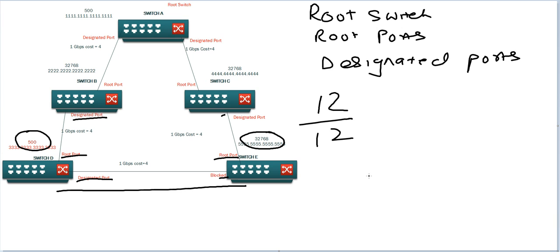Now here's another twist. What if both of them have the same bridge ID? In that case, the lowest MAC address is used as the tiebreaker. Whichever switch has the lowest MAC address will become the designated port. So even if this was also 500, we would have done the election based on the MAC address. Even in that situation, this port would have become the designated port because this has a lower MAC address compared to this one.